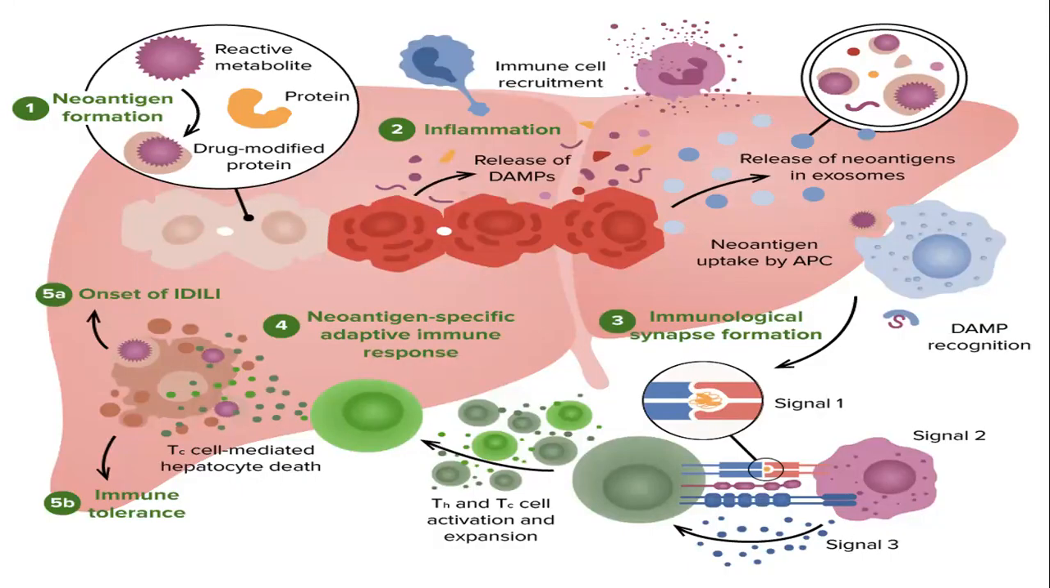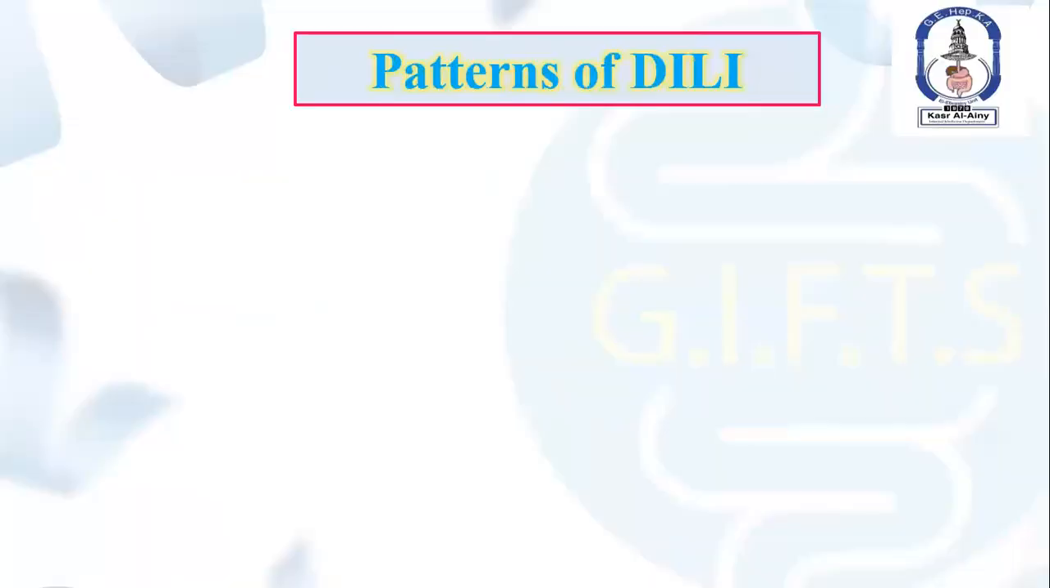Here is a diagram that shows different pathophysiologic postulations about how drugs cause liver damage.